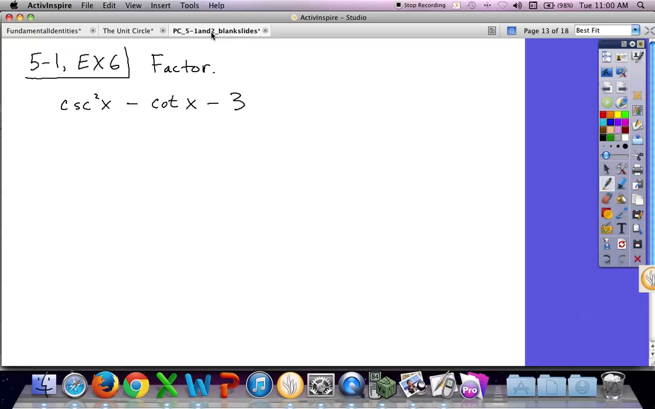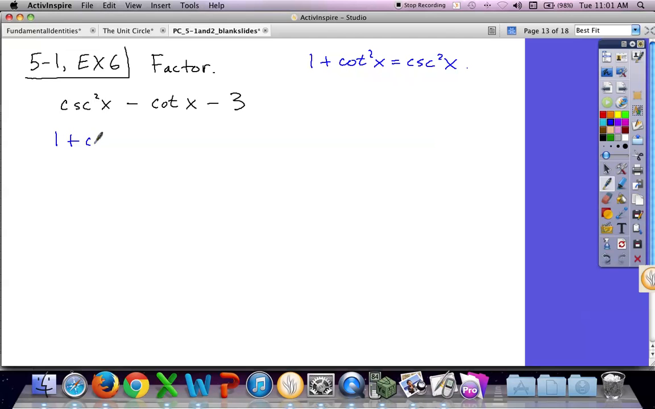So which am I going to substitute for here? Am I going to try to make this all cotangent or all cosecant? All cotangent, right? Because I can substitute for cosecant squared in terms of cotangent. I don't have a substitution for just cotangent by itself. So remember, the identity is 1 plus cotangent squared x equals cosecant squared x. So I can substitute here for the cosecant squared x.